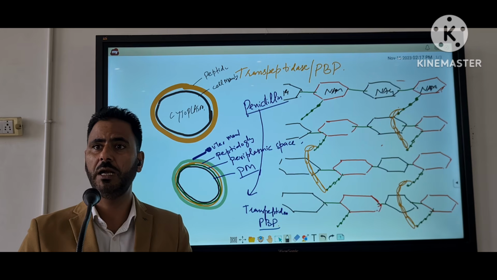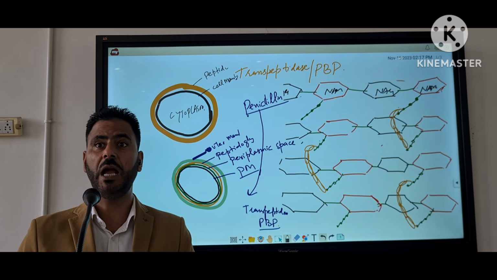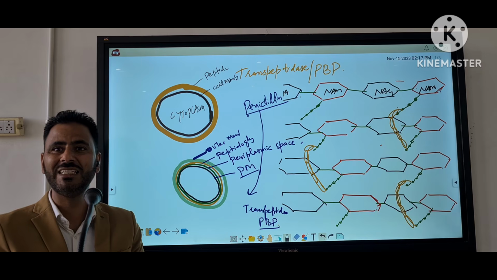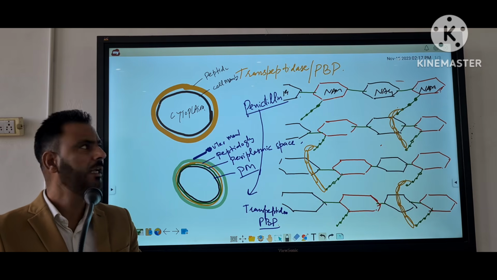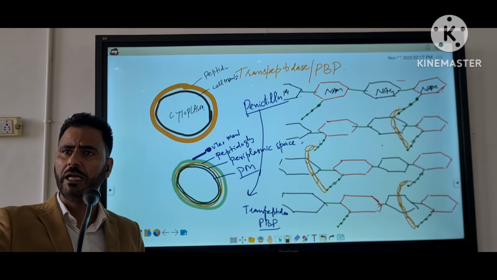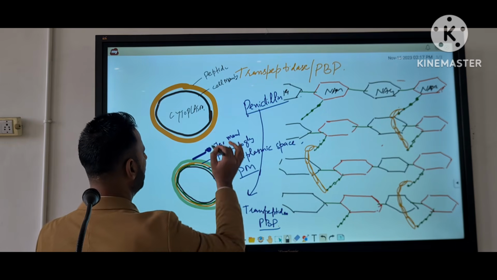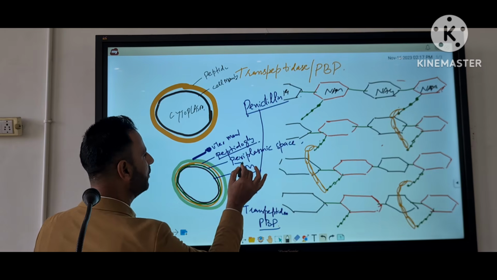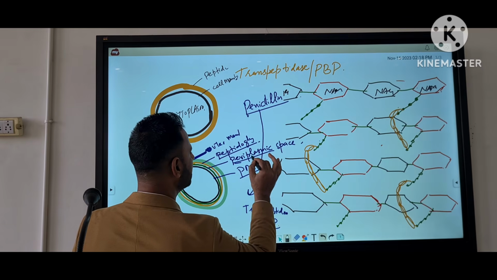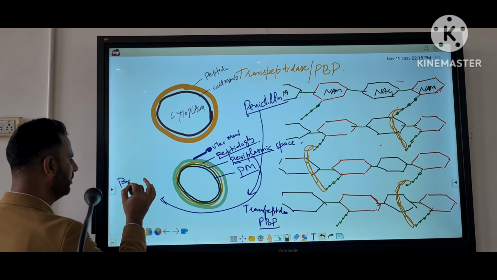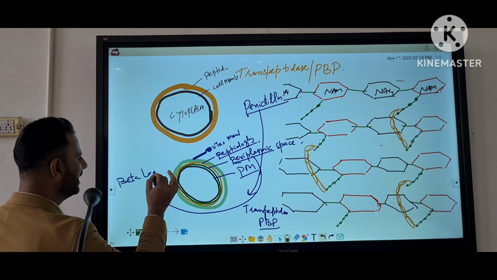But when we talk of gram-negative bacteria, it has a different type of cell wall. Yes, the penicillin is going to affect the peptidoglycan of gram-negative bacteria. But just now this girl said, the periplasmic space has beta-lactamase enzyme.